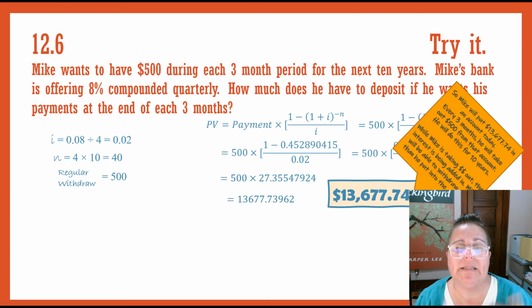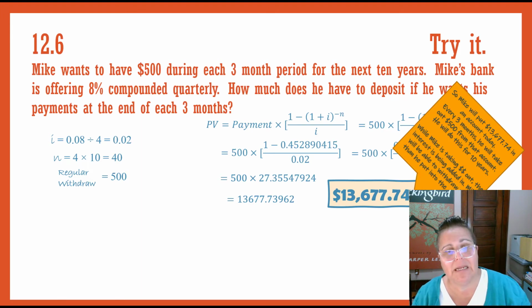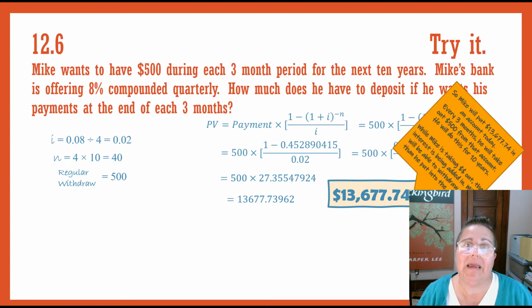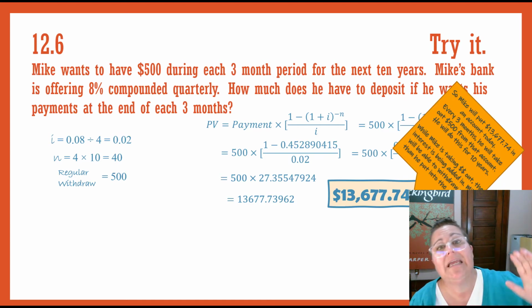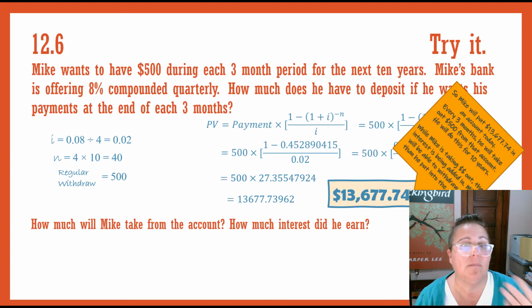Mike is going to put those $13,677.74 away into an account today. Every 3 months into the future, he's going to pull $500 from that account. He will do this for the next 10 years. Keeping in mind that while Mike is taking his money out, interest is being added in. Mike will be able to continue to withdraw even after his original $13,677.74 is gone. That additional money will help us to determine the interest.